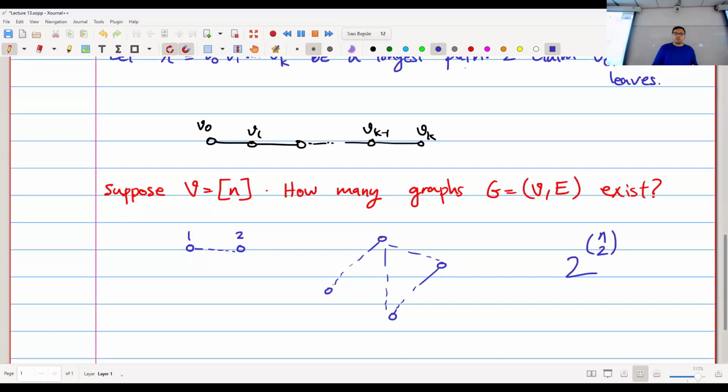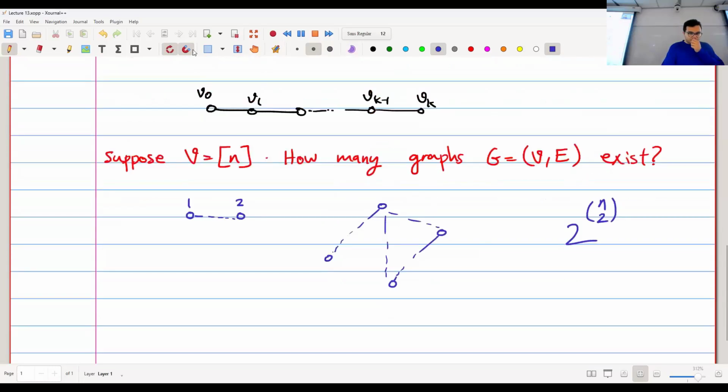Or another way of looking at this is that consider the complete graph. The graph that has all the possible edges. It has n choose 2 edges. And any other graph is going to be a subgraph of my complete graph, where I have the same set of vertices, but I have to choose a subset of the edges. So if I have a set of this size, how many subsets does it have? 2 to the power of the size of the set.